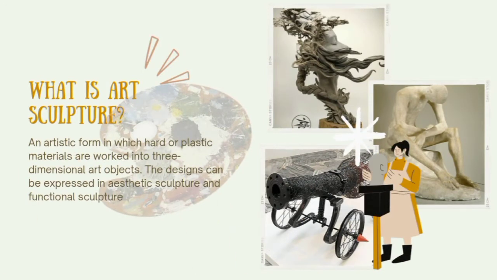What is art sculpture? It is an artistic form in which hard or plastic materials are worked into 3-dimensional art objects. The design can be expressed in aesthetic sculpture and functional sculpture.